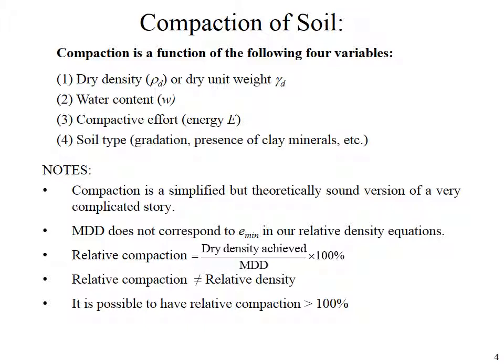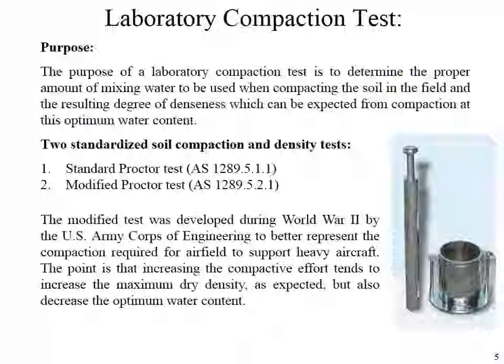Compaction is a function of the following four variables: dry density or dry unit weight, water content, compactive effort, and soil type, that is gradation, presence of clay minerals, etc. Notes: compaction is a simplified but theoretically sound version of a very complicated story. MDD does not correspond to e minimum in our relative density equations. Relative compaction equals dry density achieved divided by maximum dry density times 100%. Relative compaction is not equal to relative density, and it is possible to have relative compaction greater than 100%.